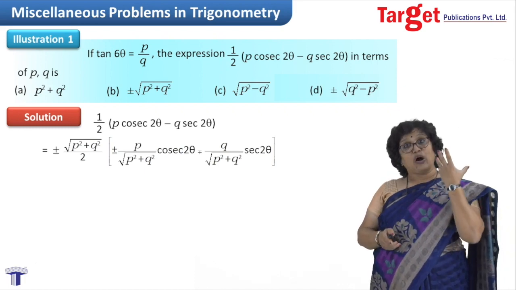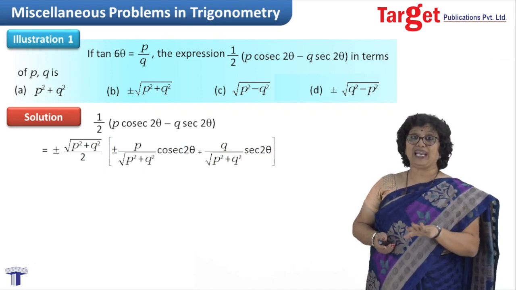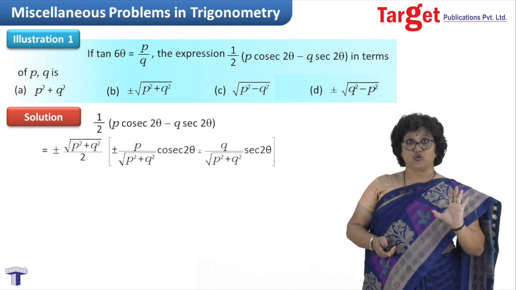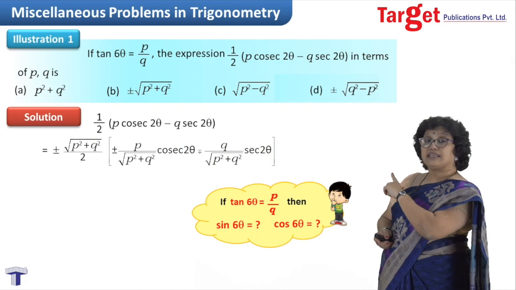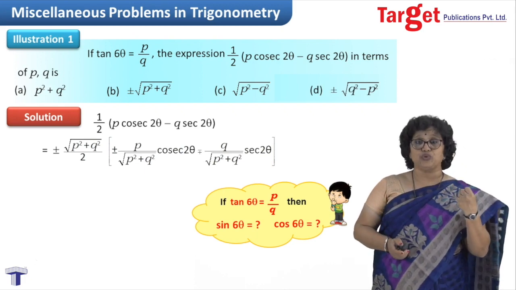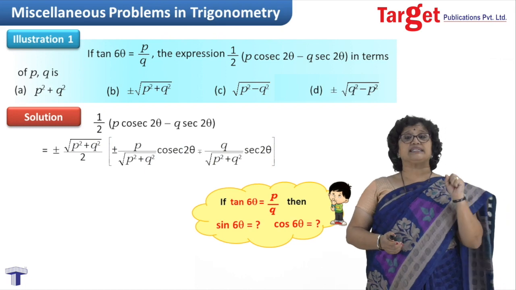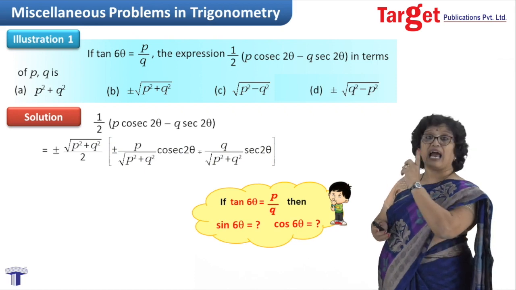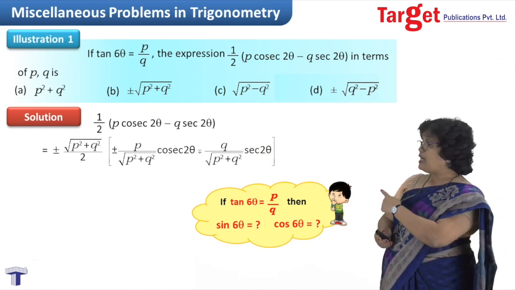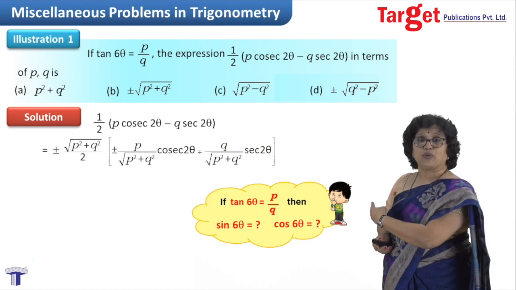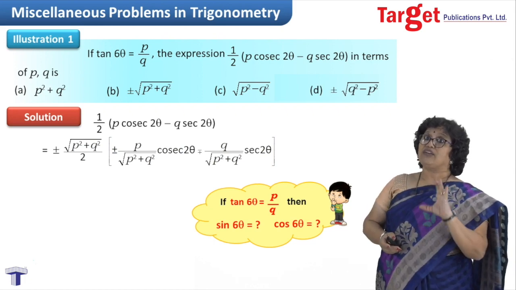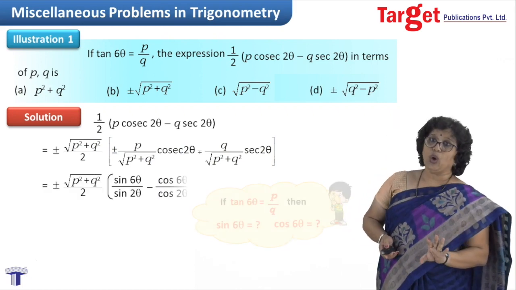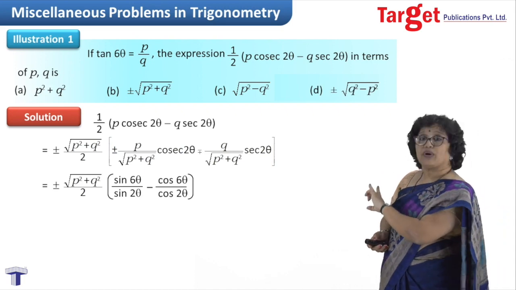That means, am I allowed to write p upon under root p square plus q square as sine theta, or q upon under root p square plus q square as cos theta? That is to be seen. Also, tan 6 theta equal to p by q, that information we have not yet used. Then what about sine 6 theta and cos 6 theta? Just stretch your mind and try to connect sine 6 theta and cos 6 theta to the quantities p upon under root p square plus q square and q upon under root p square plus q square. You would realize that one of them can be replaced by sine 6 theta, and the other by cos 6 theta. So I replace p upon under root p square plus q square by sine 6 theta.